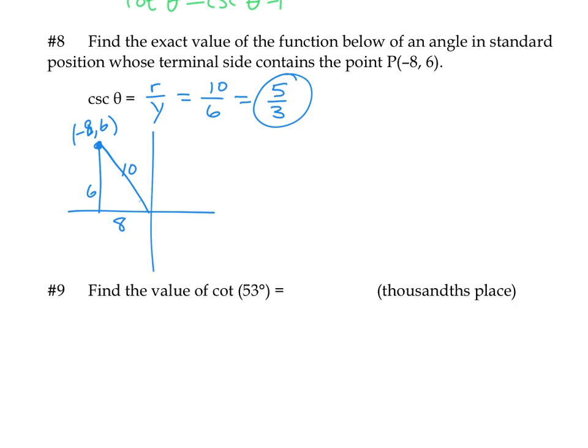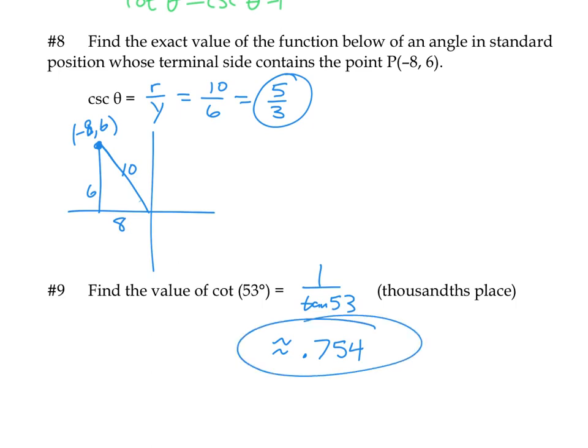For the last one here, this is where you're going to use your calculator. We don't have a special angle measure or anything for this, so we need to recognize this is the same as 1 over tangent 53 degrees. Reciprocals. Since cotangent is the reciprocal of tangent, it's going to be 1 over tangent 53. You can just put that in your calculator, and to the thousandth place, 3 decimal places, you're going to get 0.754. Because it's 0.7535, the 3 would get rounded up because of the 5 after it. That's a run through of the different problems that were on that quiz.